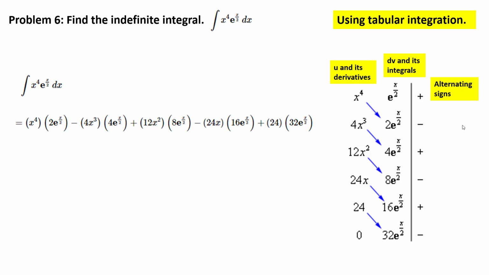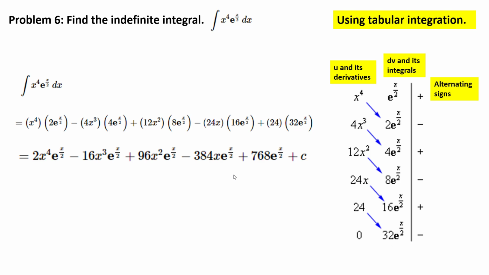Okay, so let's state the results. Positive x to the 4th times 2 e to the x over 2, minus 4x cubed times 4 e to the x over 2, and so on. The signs are related to the first column. You multiply it until 24, and you follow the signs. And then you can multiply the coefficients. So this is the result. This would be a little bit tedious if you had to do integration by parts 4 times.